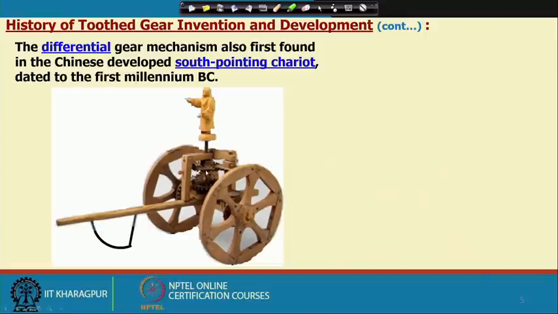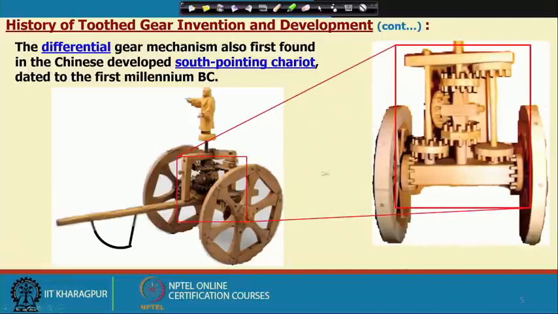Now, if we look at the details of this gearing, you find that when the wheels are rotating, they rotate these two gears, and then here you find this gear is rotating this one, and in turn it is rotating this column, and on that column this man is standing. So, whatever the rotations may be, this will always point towards the initial direction.